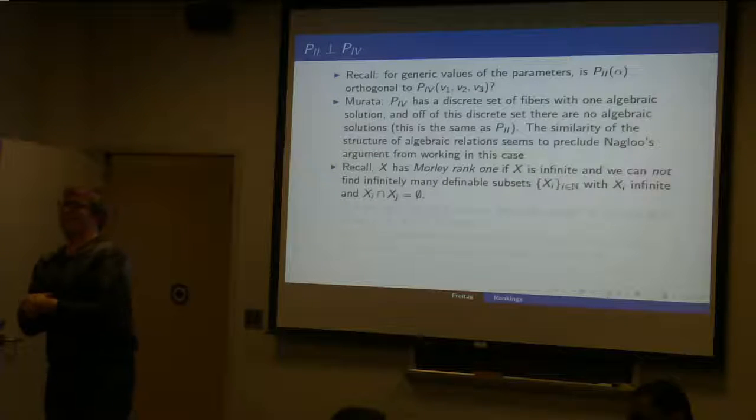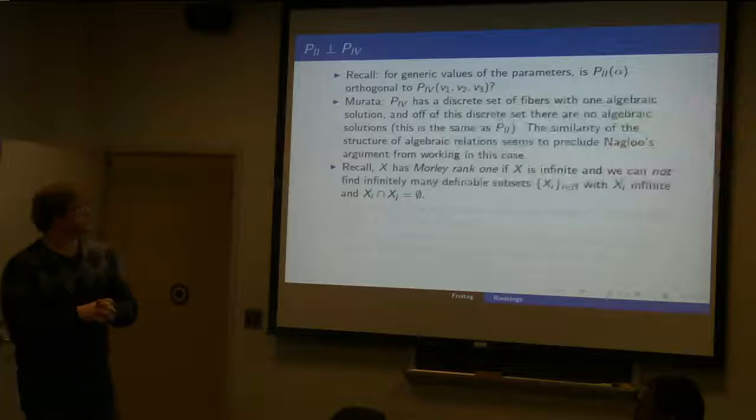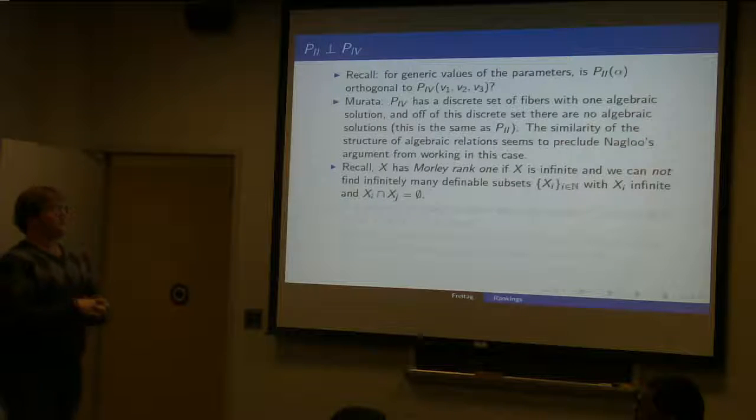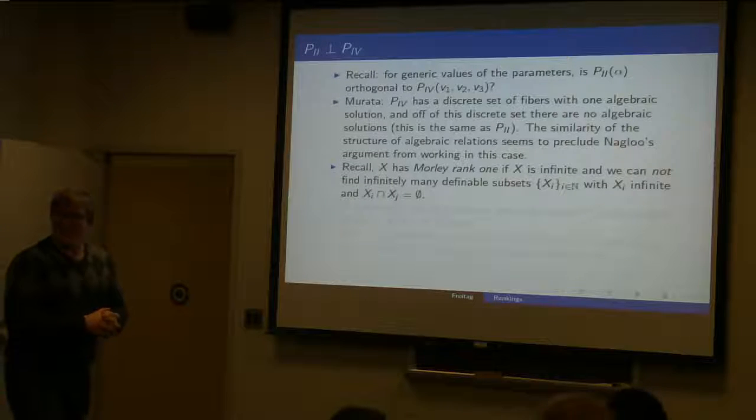Some very strange relation between the parameter space, the three-dimensional parameter space for P4 and the one-dimensional parameter space for P2, you'd essentially have a rational map from P3 to P4, taking the triple of the V's to the alphas for whom it is non-orthogonal. Yeah. You might be able to argue in that way. That would be weird. It would be weird. But I don't see how to rule it out. That's certainly.